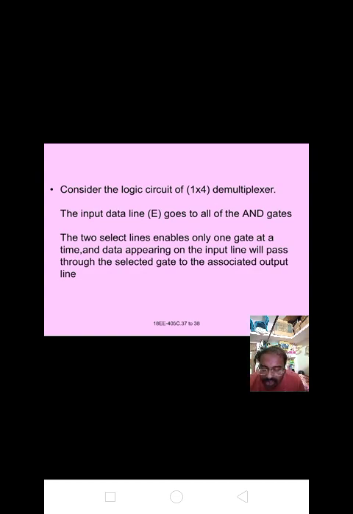If S2, S1, S0 are all zeros, that is D0. 0 0 1 means D1. 0 1 0 is D2. 0 1 1 is D3. 1 0 0 is D4. 1 0 1 is D5. 1 1 0 is D6. 1 1 1 is D7. This is the explanation of the 1x8 demultiplexer.